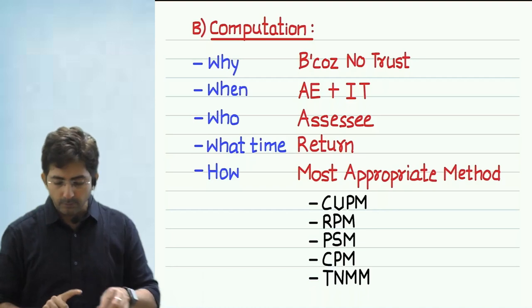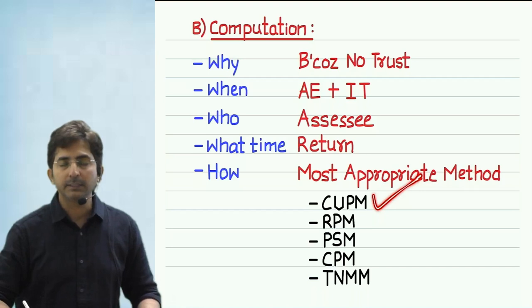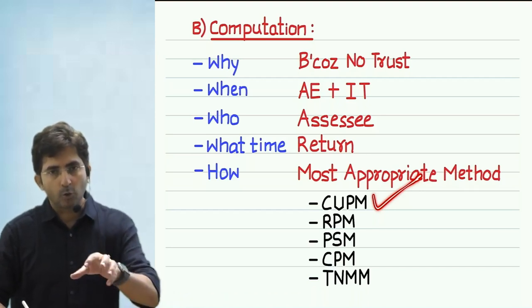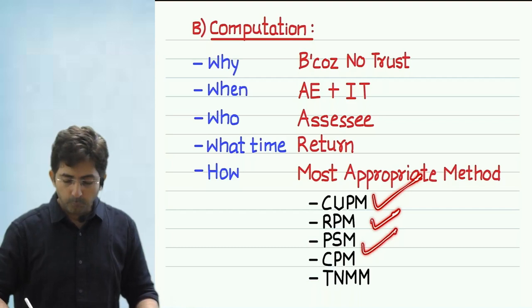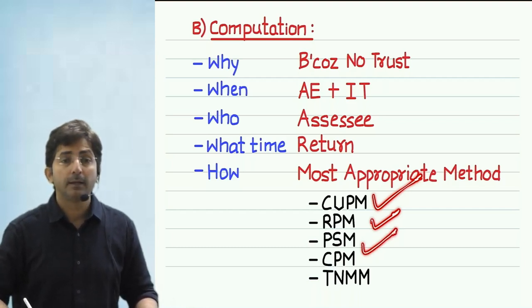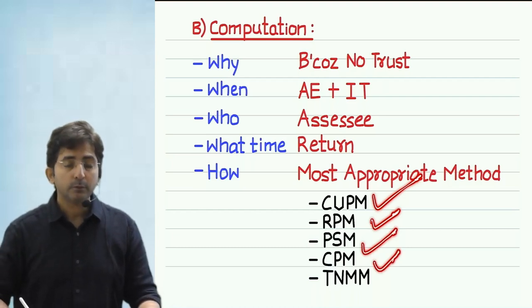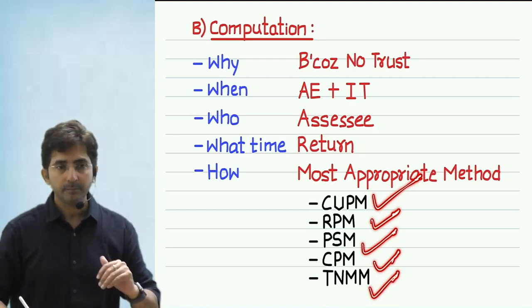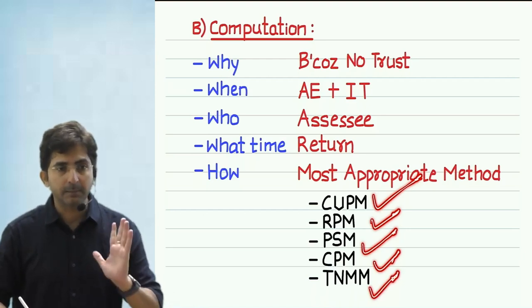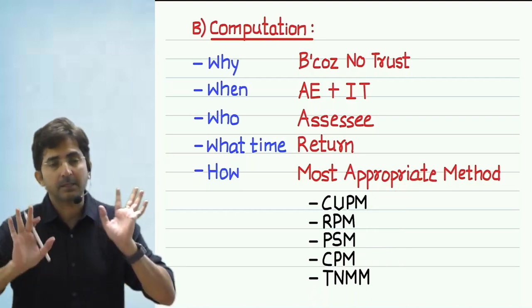So let's see one by one. The first method is called the comparable uncontrolled price method. What is CUPM? Comparable uncontrolled price method. Then the resale price method. What is RPM? Resale price method. Profit split method. Cost plus method. Transactional net margin method. And last, any other method as may be prescribed.